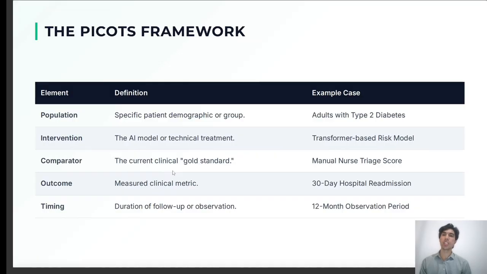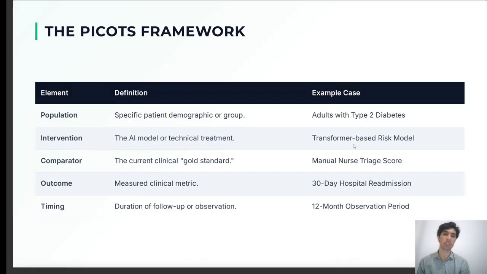When we are pre-registering our models, we follow a framework called the PICOT framework, in which we define some elements of our research. First of all, we define the population, the specific patient demographic or group that we are targeting. For example, adults with type 2 diabetes. Then the intervention, which is basically our AI model or technical treatment. For example, this could be a transformer-based risk model or a sepsis risk model, etc. Then there is the comparison. We compare our model with the current clinical gold standard.